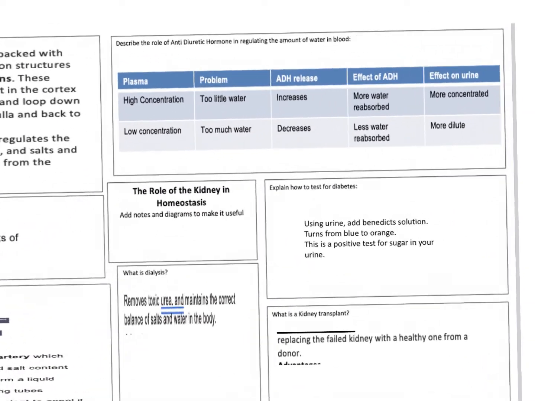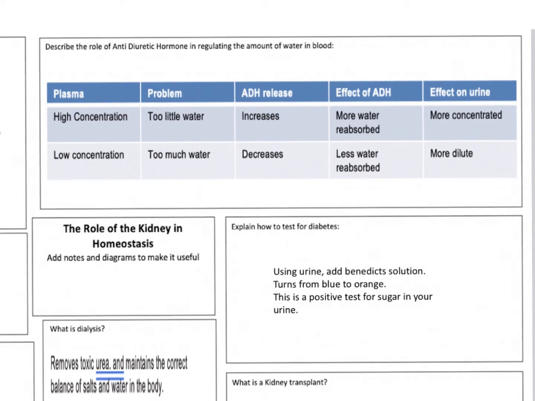You need to know then how we control the amount of water in your blood. High concentration in your plasma means there's too little water. So ADH is increased, more water is reabsorbed, and your urine is really concentrated. You also have quite a low volume of urine. Other way around then: you've drunk too much water, low concentration in your body, so you decrease your ADH release, less water is reabsorbed, so your urine is more dilute and often in a higher volume.